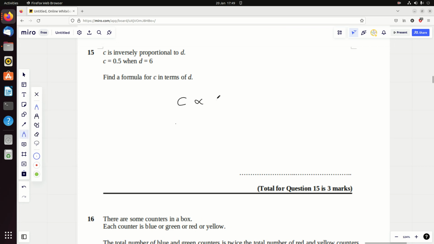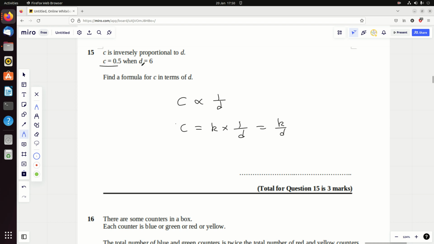Okay, C is inversely proportional to D. That means C is proportional to 1 over D. You can swap the proportional sign for an equals, provided you times by a constant of proportionality. You can put that there, or you can put it on top. It's completely up to you.